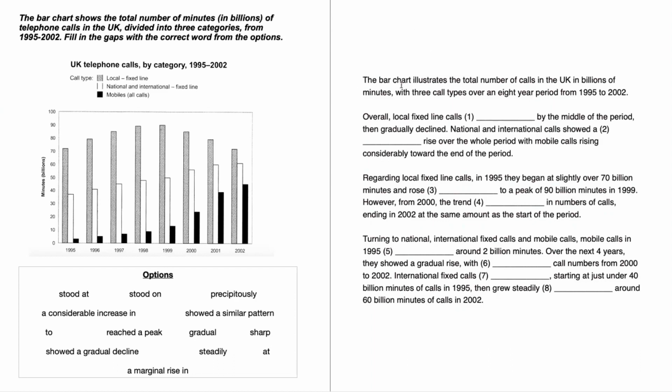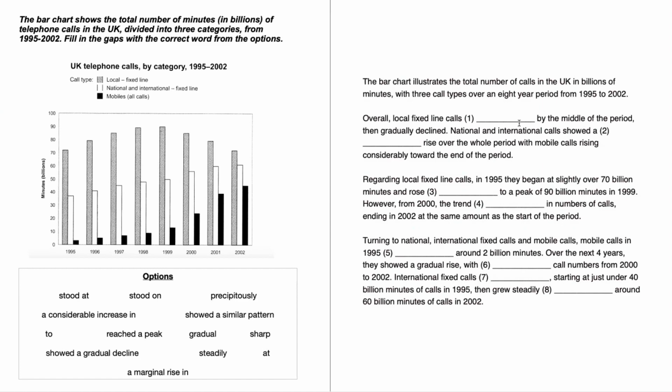So let's start here at our first sentence. The bar chart illustrates the total number of calls in the UK in billions of minutes with 3 call types over an 8-year period from 1995 to 2002. So that is our nice introduction. Looking at the overview paragraph, it says, overall, local fixed line calls blank by the middle of the period, then gradually declined. So if you look at fixed line calls, that's going to be our gray. And we see overall fixed line calls blank by the middle of the period. So the middle of the period would be 1998, 1999. And let's see, it starts off at around 70, and like it says here, it gradually declines. So I would say that the middle period represents the highest point, or like we looked at today, it would be a peak.